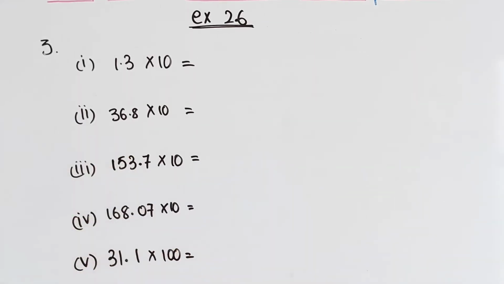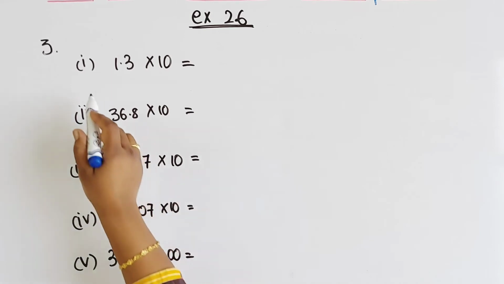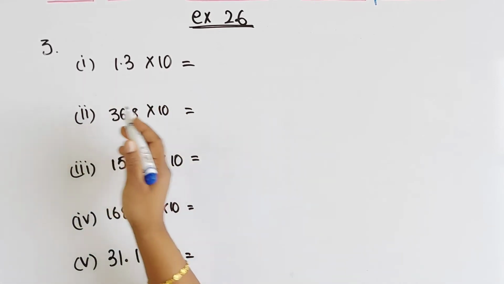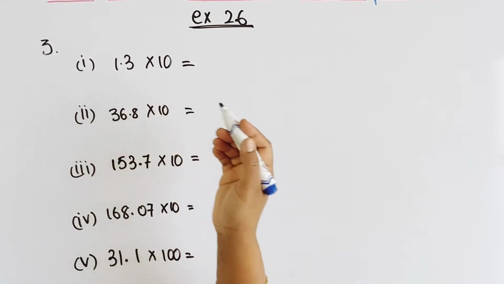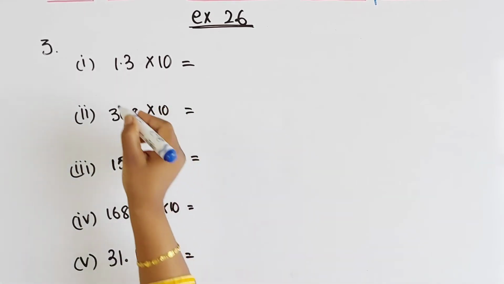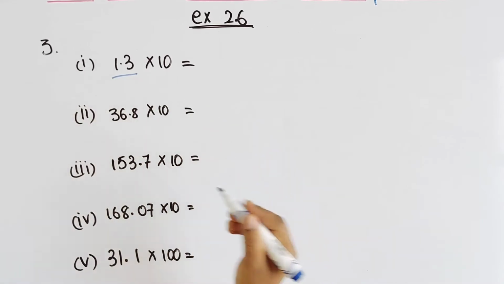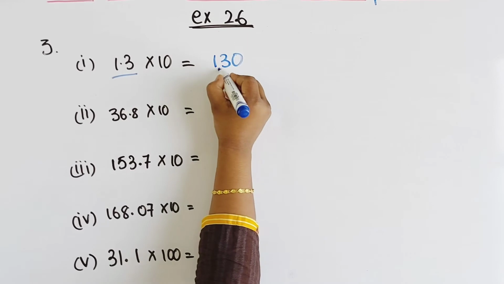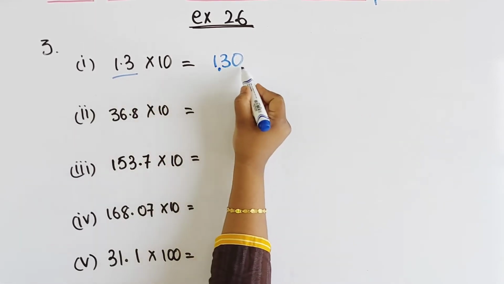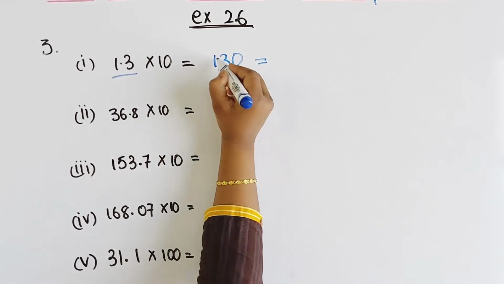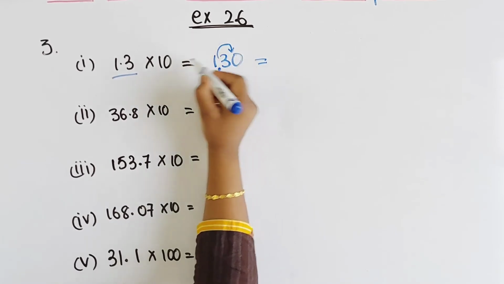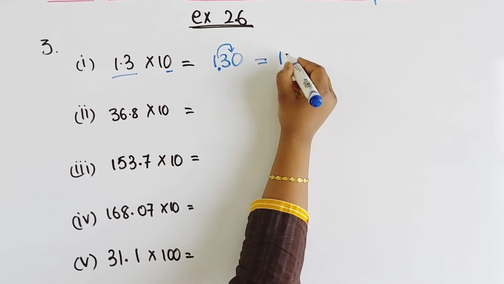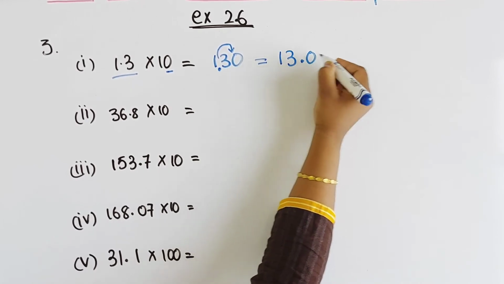Now third question, children, find the values here. First one, 1.3 into 10. We already learned how to multiply a decimal number with tens, hundreds, thousands, and so on. So it is easy for us. 1.3 into 10. Write the number as it is. 1.3, 10 means 1 zero. Now the point will move right side because we have only 10. So one number it will shift. So the answer is 13.0.